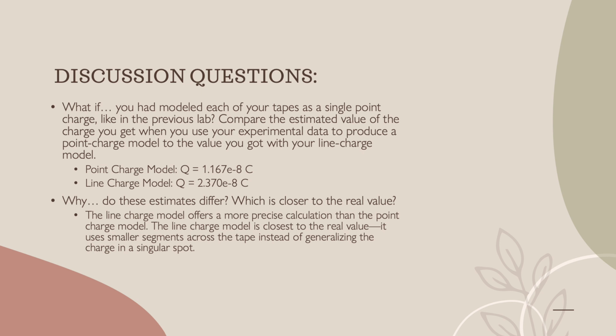That is because the line charge model offers a more precise calculation than the point charge model, because what we did in the line charge model is took the tape and split it into 50 different segments in our code. So it's closer to the real value because it uses those smaller segments across the tape instead of generalizing the charge in a singular spot. So instead of treating the whole tape like a point charge, we had like 50 little point charges going all across the tape, which made our calculations more accurate.